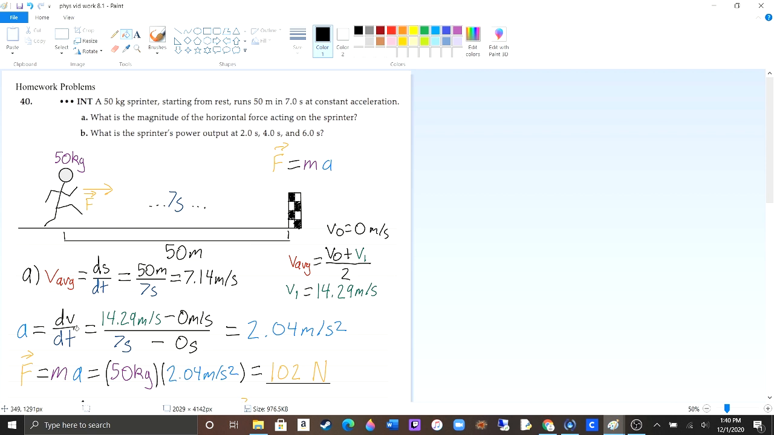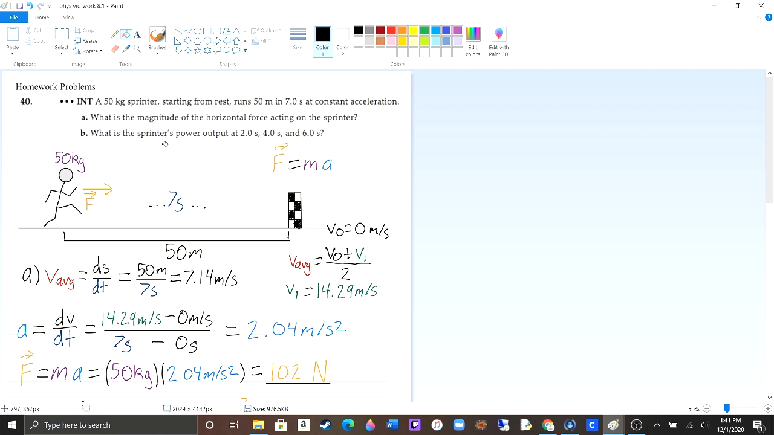So using that, we can find our acceleration. So we take our change in velocity and our change in time, and we divide that, and we get 2.04 meters per second squared. So now that we have acceleration and we have mass, we can figure out the force. So we just multiply these two together, the acceleration and our 50 kilograms. We get 102 newtons for the force acting horizontally on the sprinter.